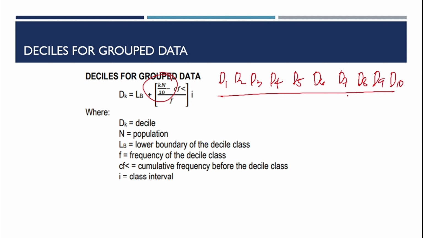We have here Dk is the decile, N is the population, LB is the lower boundary of the decile class, f is the frequency of the decile class, and CF is the cumulative frequency before the decile class. The i is the class interval.